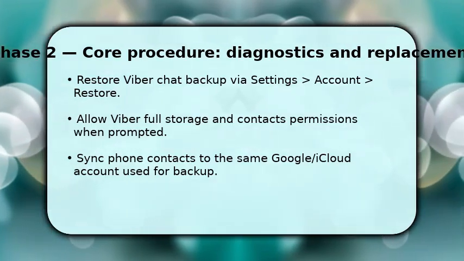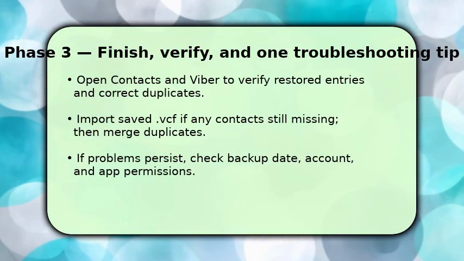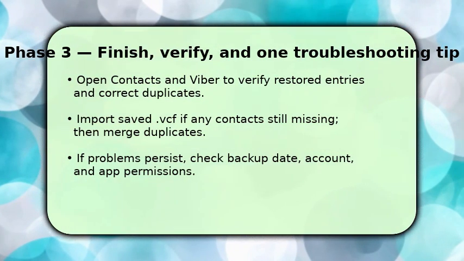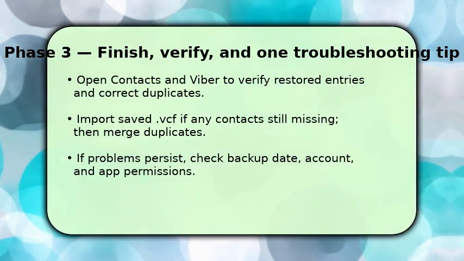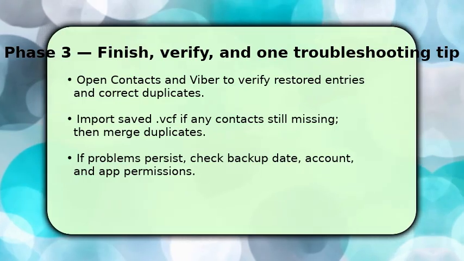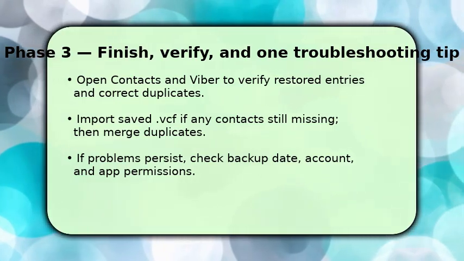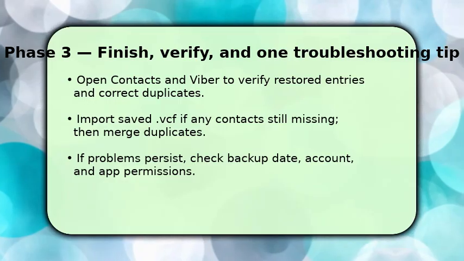You finish by verifying every contact inside both the Contacts app and Viber. Look for duplicates and merge them with the Contacts app tools. If some entries remain missing, import the VCF export you saved earlier. This fills gaps left by the restore.